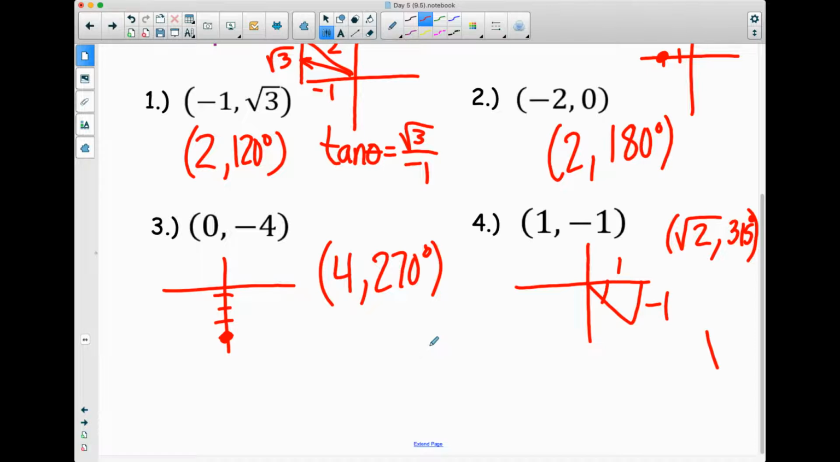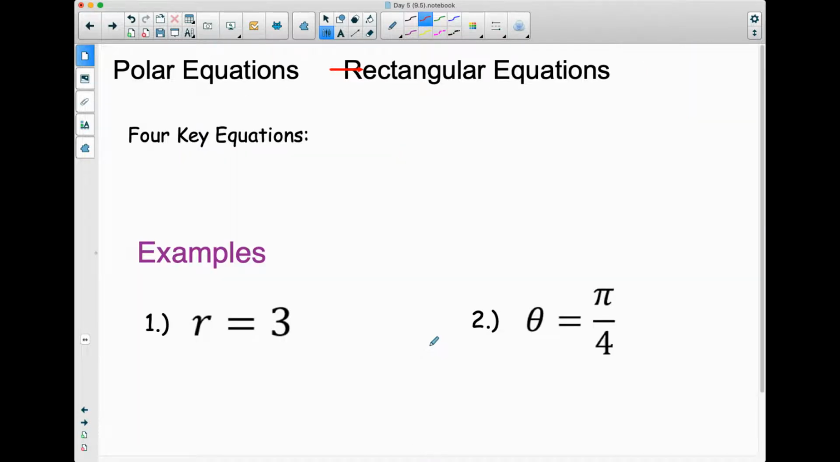So if you have kind of neglected the unit circle for a little bit, make sure you're bringing it back, especially before the test. Any questions going from rectangular to polar? Okay, let's go the opposite direction.